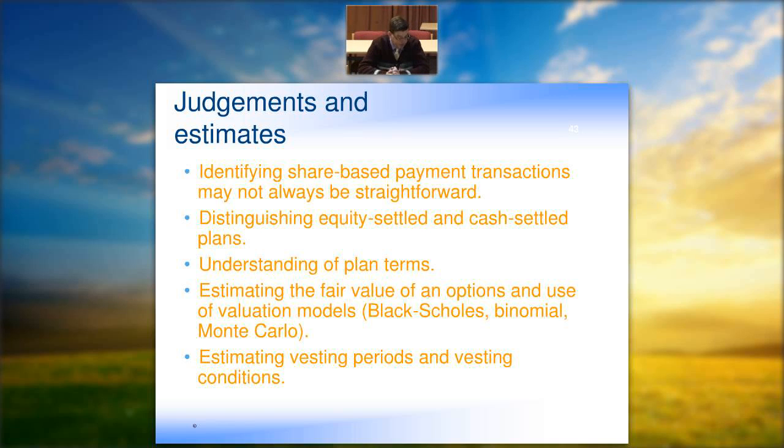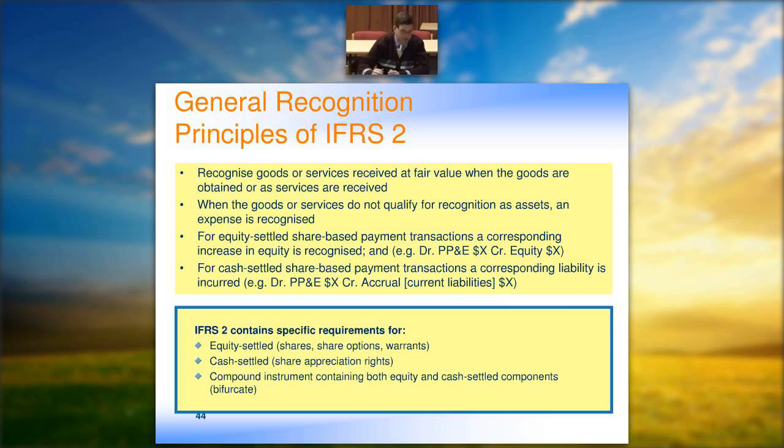Now, the general recognition principles are that we recognize goods or services at the fair value when the goods or services are obtained or the services are received. When the goods or services do not qualify for recognition as assets, they are recognized as expenses, that's normally when you're dealing with share options for employees and so on. For equity settled share-based payment transactions, and a corresponding increase in equity, this is what we're going to be dealing with in the question we're going to look at. The entry would be to debit the property, plant and equipment account and credit equity. And for cash settlements, it would be debit property, plant and equipment and credit current liabilities.